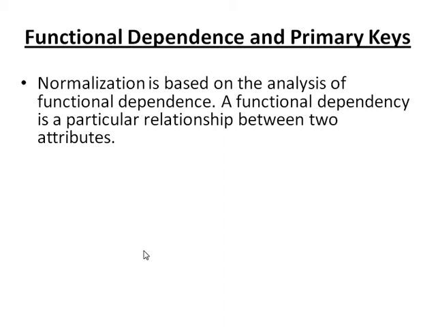So normalization, just now we have discussed in the last video. It is based on analysis of functional dependence. So what we do here is we analyze the relations and try to find the dependencies between the attributes. A functional dependency is a particular relationship between two attributes. So what does functional dependency mean? It is a relationship between two attributes.